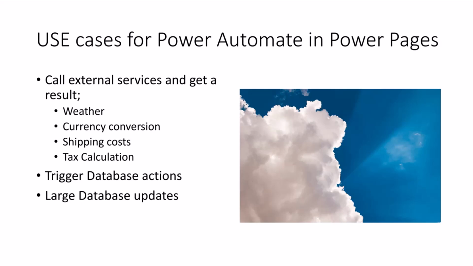Then we can also trigger database actions or trigger some of those Dataverse custom actions. Another use case is doing large database updates. We can take a JSON file, dump it into Power Automate and do some bigger updates, as opposed to processing through the Web API. These are just some ideas, and I'm sure there's a whole whack more things we can do with this, but I just wanted to give you a bit of a taste.